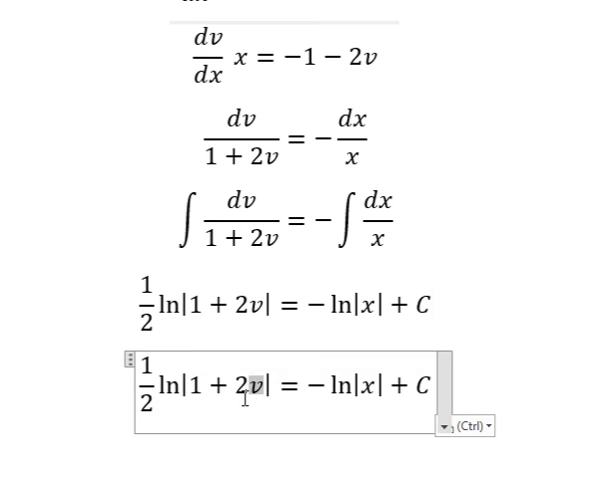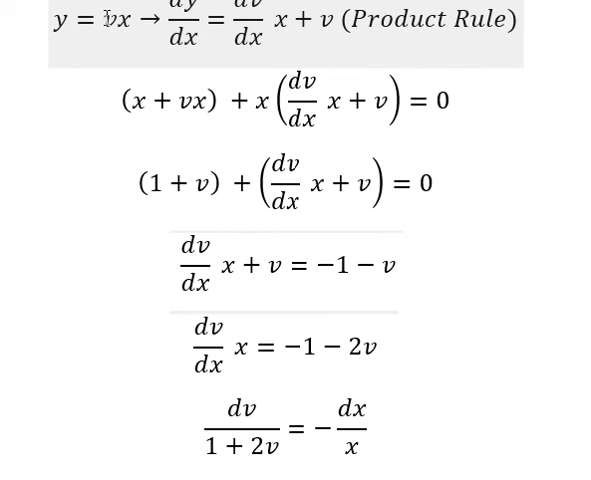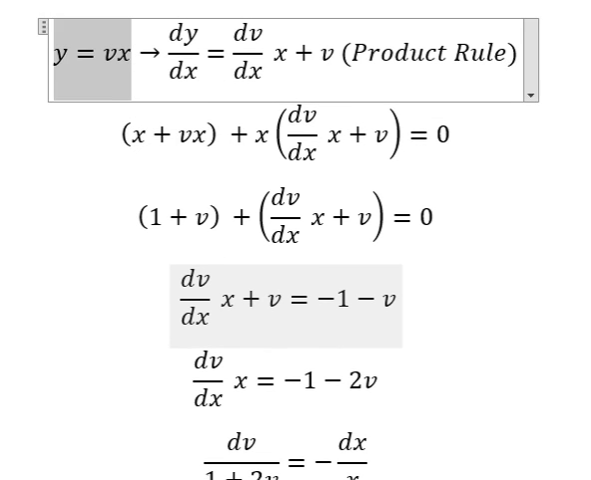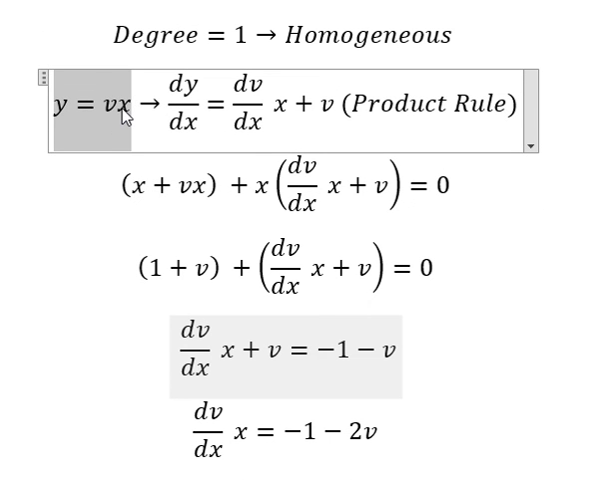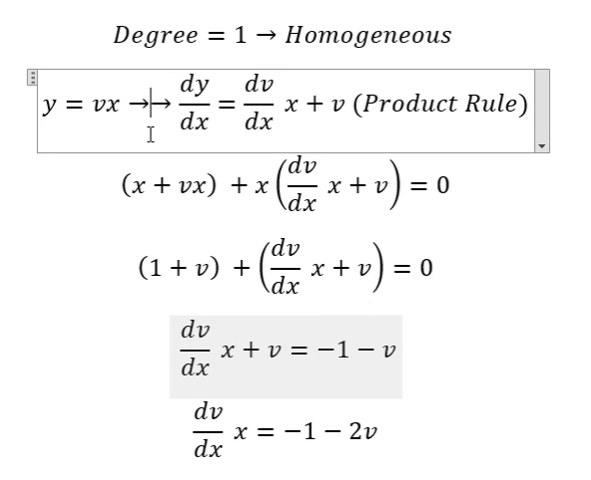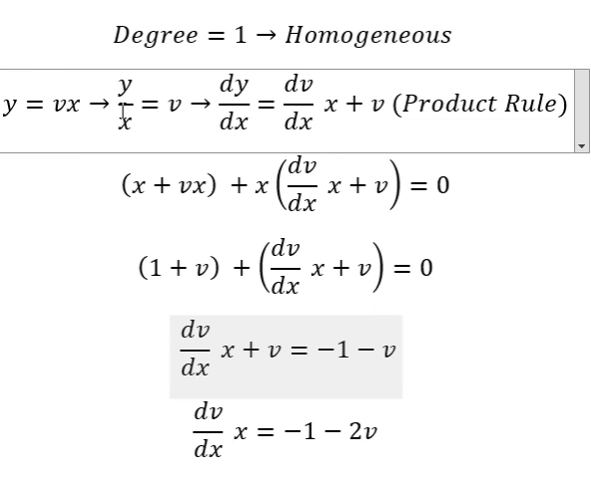About v, that is about this one. So we need to divide both sides by s. And now we need to change v into this one.